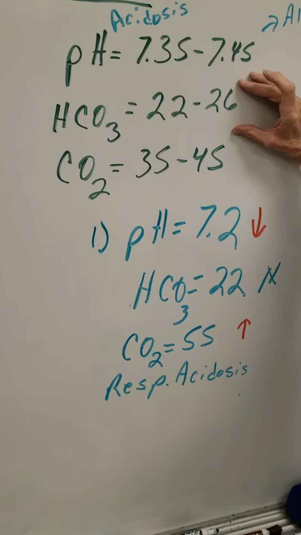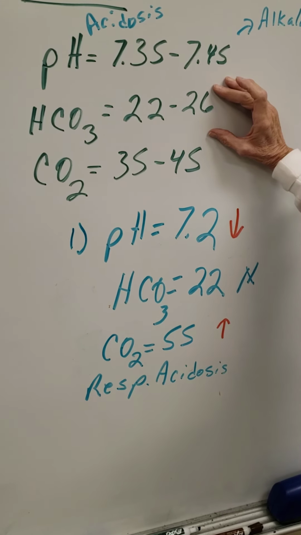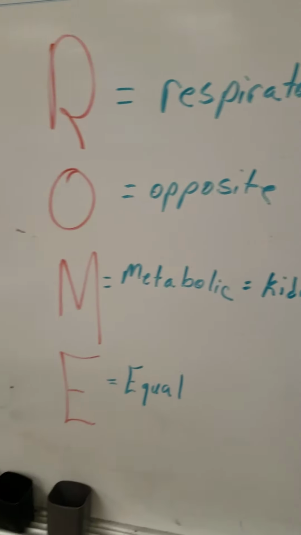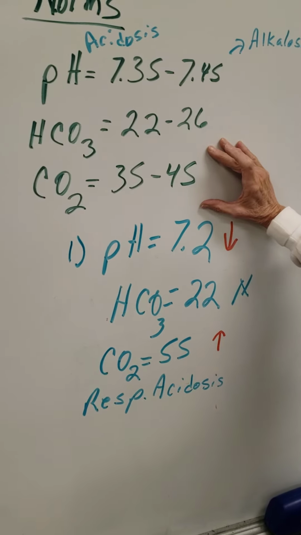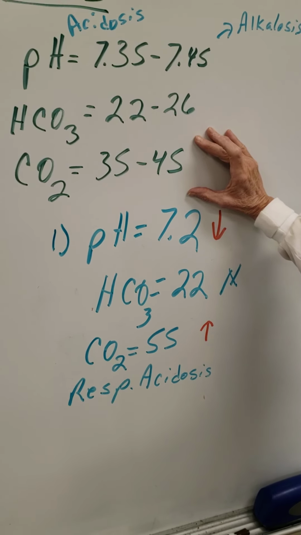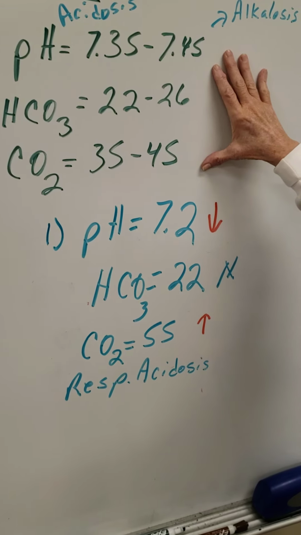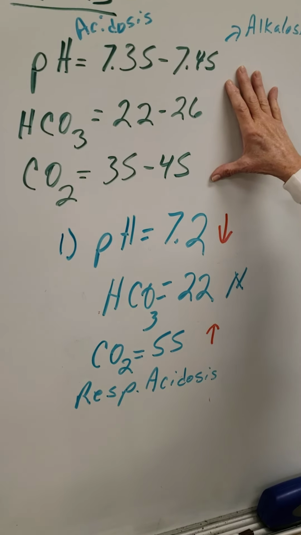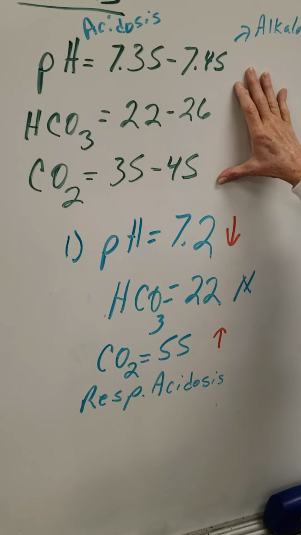Then the bicarb level, bicarbonate level, normal is 22 to 26. This is what we call the metabolic component, and it's controlled by the kidneys. Your CO2 level, which we breathe out, is 35 to 45. This is controlled by the lungs, so we call it respiratory. These three norms you need to know. Do you notice in reading an arterial blood gas, we don't even look at the oxygen content? You get that on the report, but it's not significant in determining their acid-base imbalance.